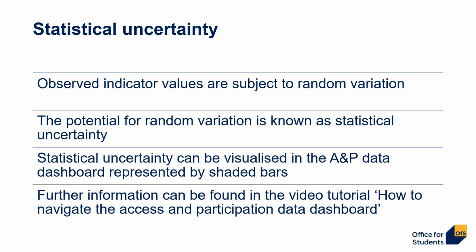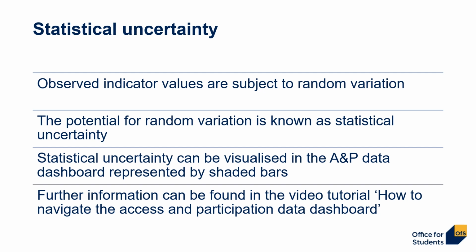Each indicator and gap value in the dashboard represents the student outcomes observed at the provider at a particular point in time and is used to make inference on the provider's underlying performance. Observed indicator values are subject to random variations, which could give rise to slightly different values being calculated, even though the underlying performance of the provider remains the same. This potential for random variation in the indicator values is known as statistical uncertainty.